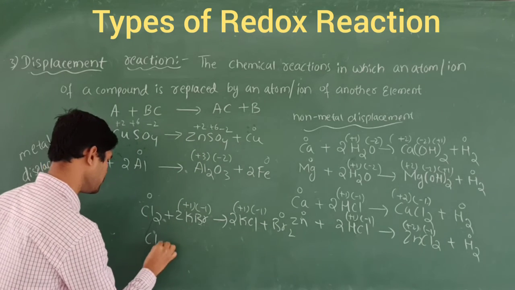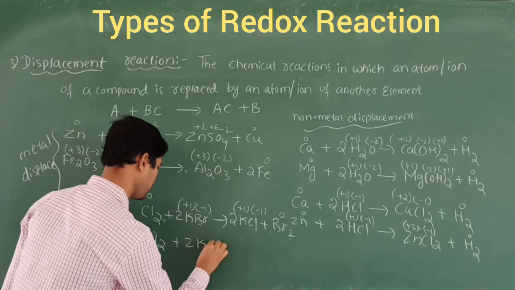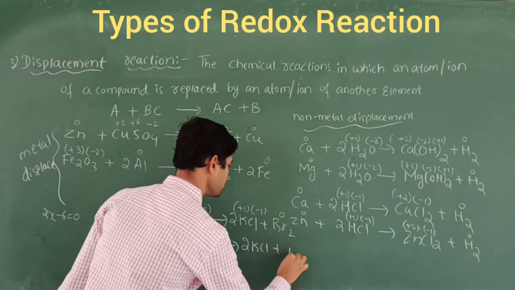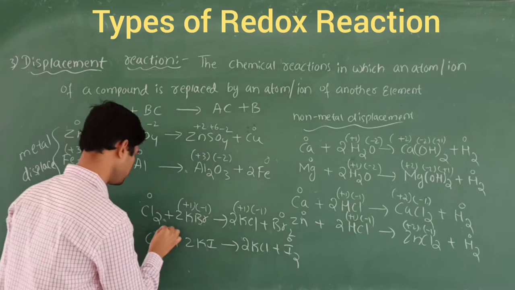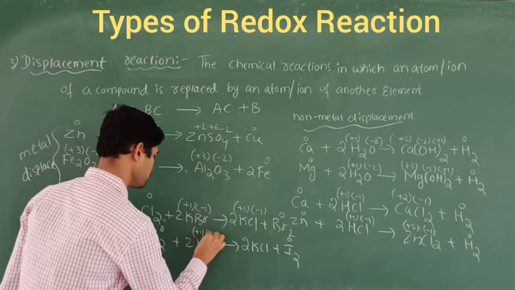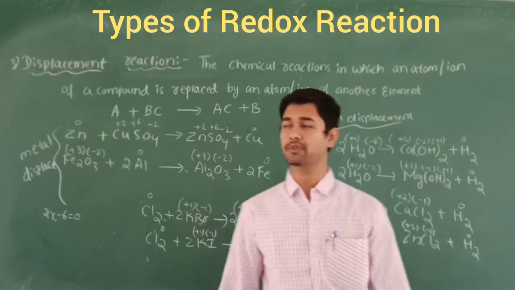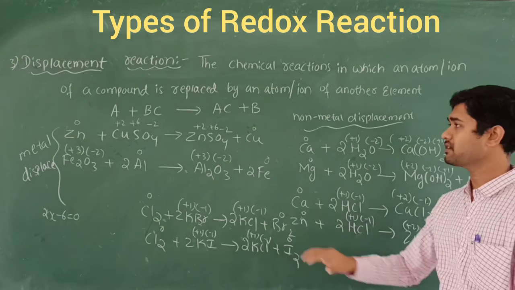One more example, Cl2 plus 2KI. We are going to form 2KCl plus iodine. So this will be 0, 0, +1, -1, +1, -1. So this is about the displacement reactions.